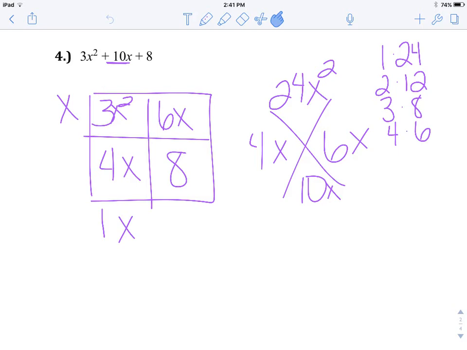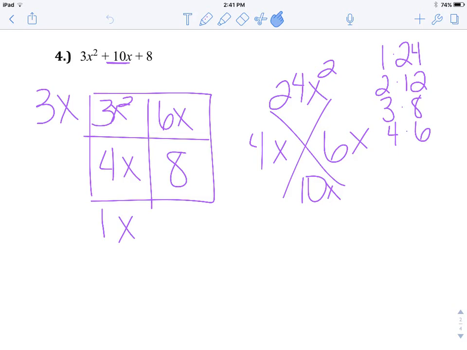So looking here at the top side, if you have a 1x, so 1 times what will give you 3. So we already have our x's taken care of, so we're not going to worry about the x. So if we think about it, 1 times 3 is going to give us a 3. So we have a 3x, 1x makes 3x squared.